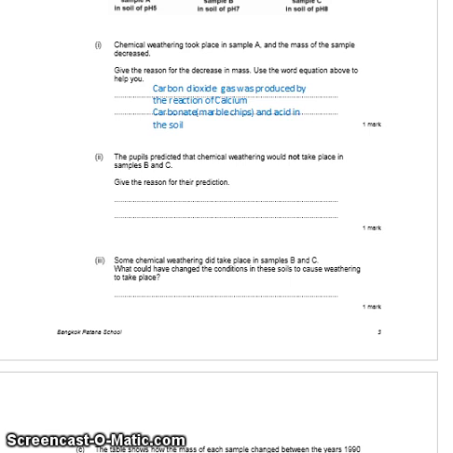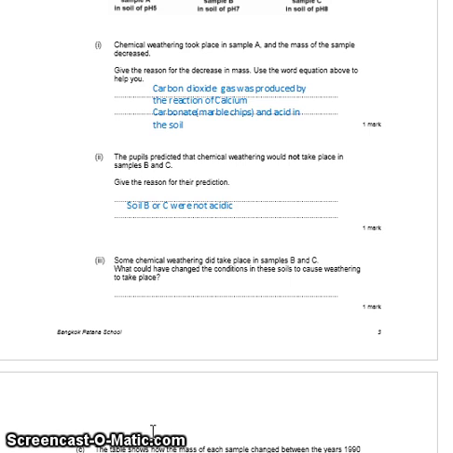So the pupils predicted that the chemical weathering would not take place in sample B. Give a reason for their prediction. So the answer is soil B or C were not acidic. So 3. The chemical weathering did not take place in samples B and C. Some chemical weathering did take place in samples B and C.